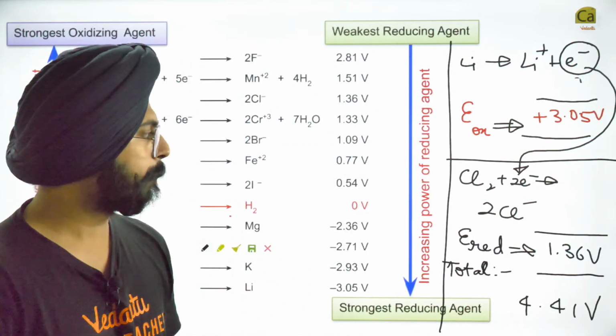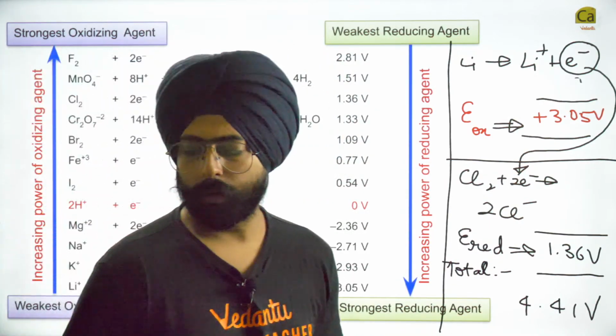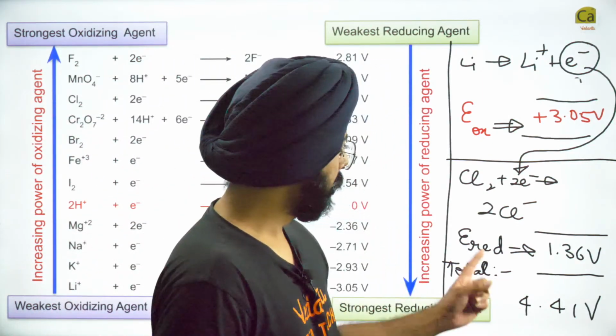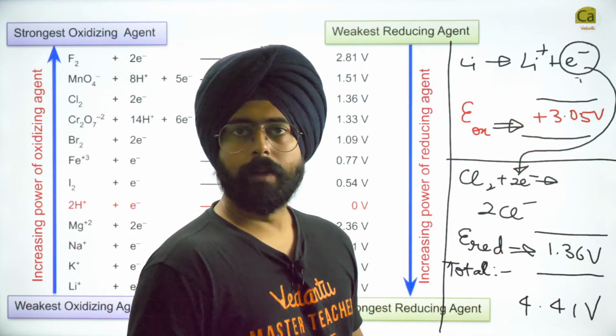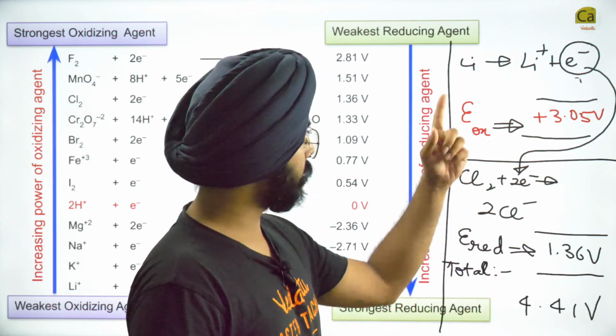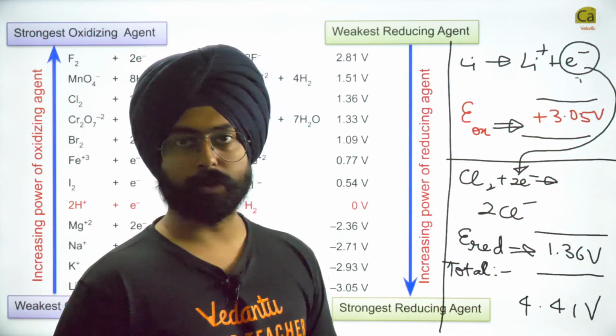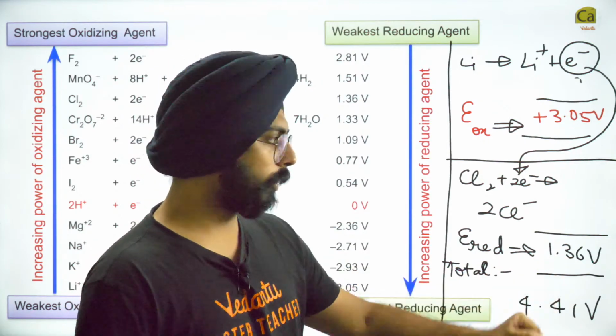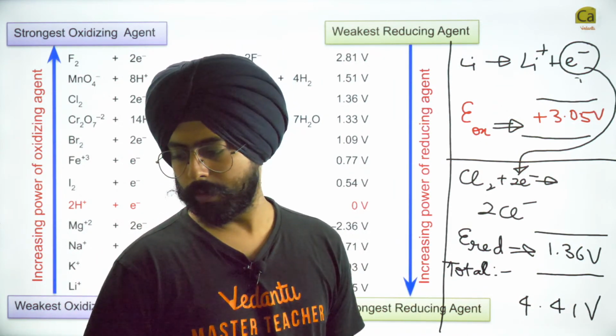क्या ये सही है, क्या ये गलत है? सोच के देखो. This reaction when happens, yeah, electrode potential is plus 1.36 volts. This reaction when it happens, electrode potential is plus 3.05 volts. When these two reactions are happening together, total will be 4.41, isn't it?